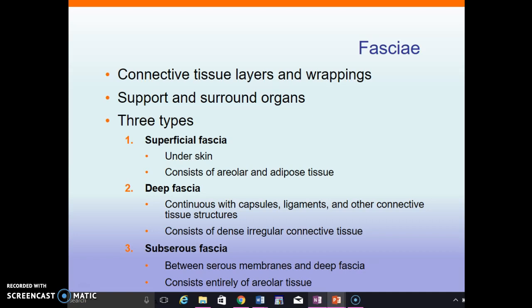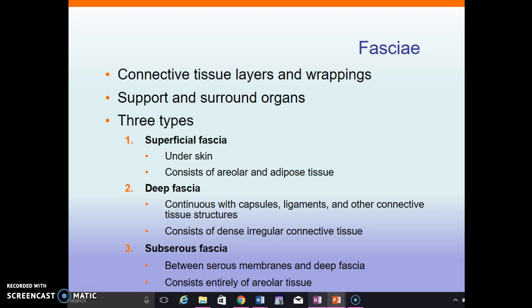Fascia are connective tissue layers and wrappings. They support and surround organs. There are three types of fascia. Superficial fascia is under the skin. It consists of areolar and adipose tissue.